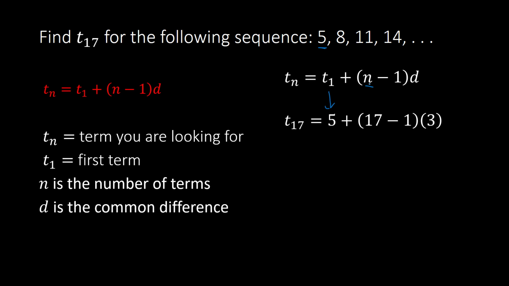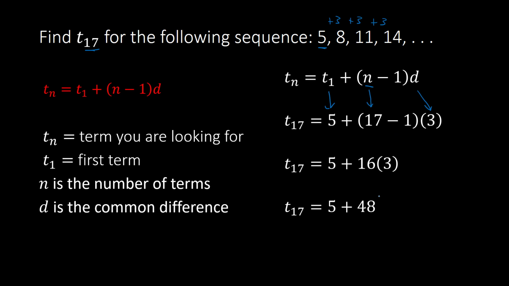N is the number of terms that we are trying to find. So we're trying to find the 17th term. So n would be 17. And notice each time you're adding 3 to get to the next term. So your common difference would be 3. So you just plug everything in. 17 minus 1 is 16. 16 times 3 is 48. Then 48 plus 5 would be 53.